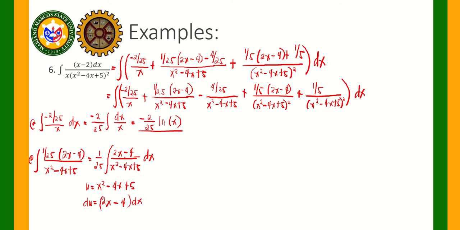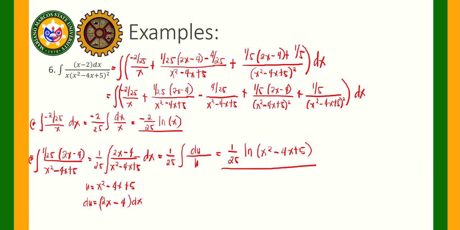Now, take a look at our integrand. Meron tayong 2x minus 4 dx dito. So we can just substitute si du dito sa numerator natin. Okay, so this will be equal to 1 over 25, the integral of du, which is si 2x minus 4 dx, all over this one, which is equal to u. And we can now integrate, so this will be equal to 1 over 25 ln of u, and u is equal to x squared minus 4x plus 5. Okay, so that is our second term.